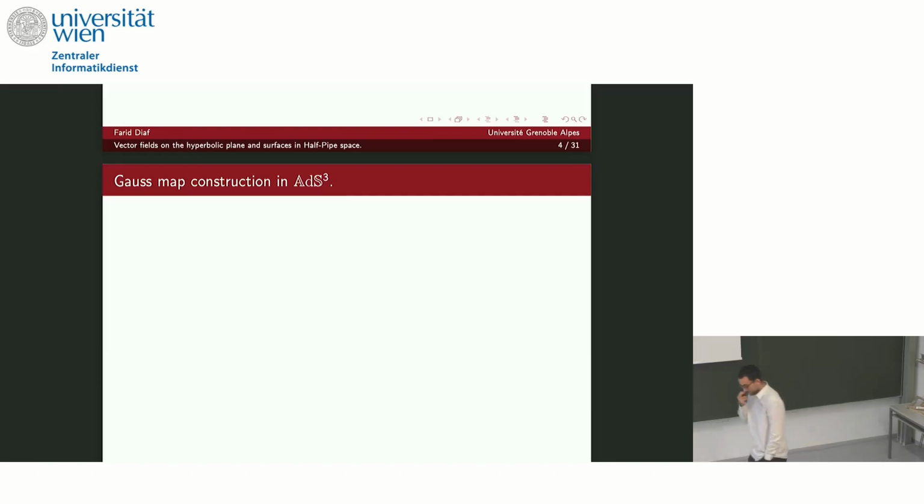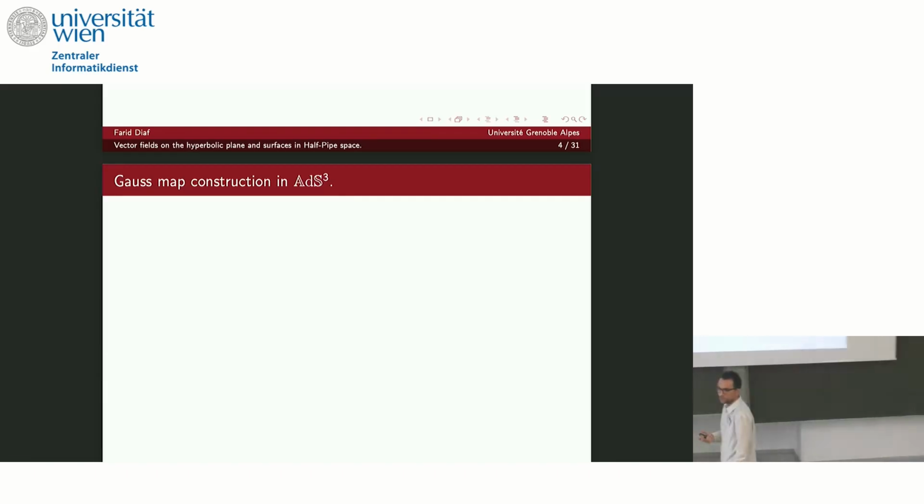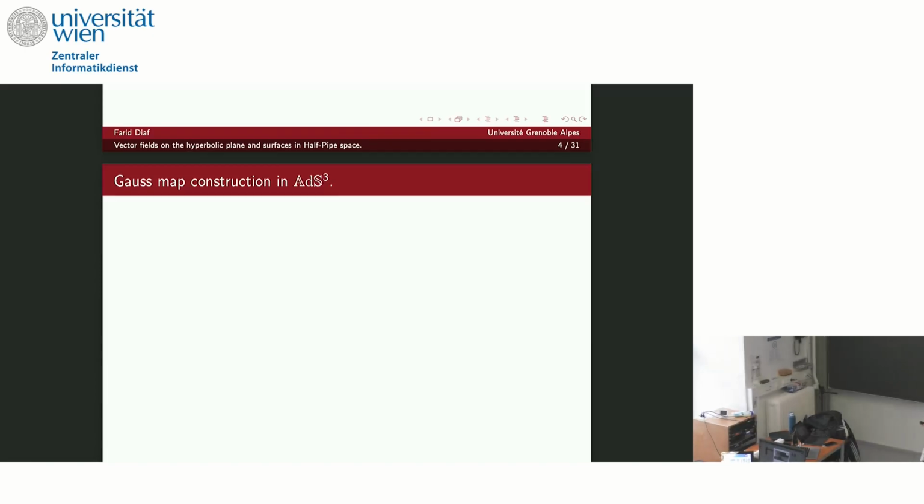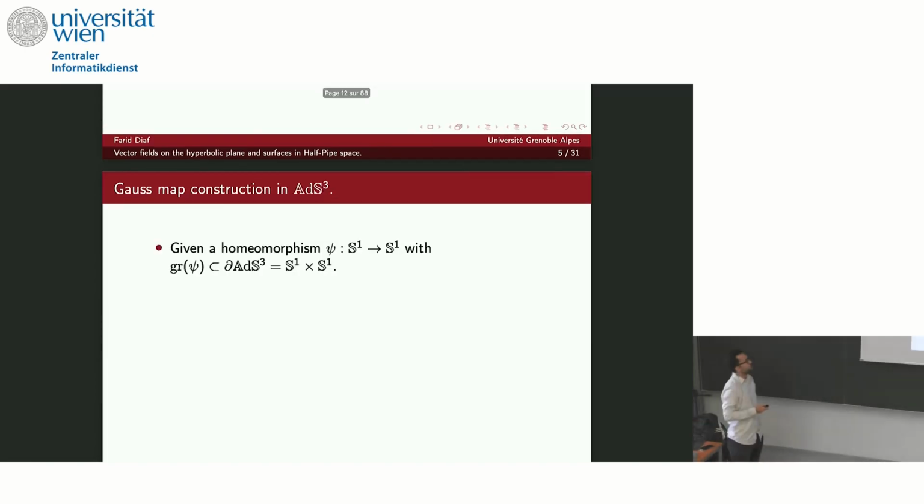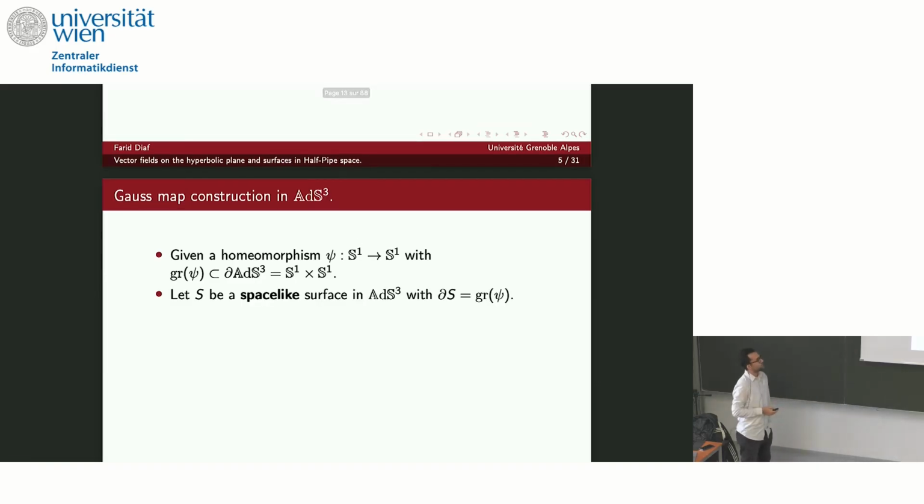Let me say a few words on how we can use this geometry to get extensions. The starting point is that we take a homeomorphism, then the graph of this homeomorphism is a curve, a subset of S1 cross S1. So this is a curve at infinity in our three-dimensional geometry. And now what is the philosophy? The philosophy is that whenever I have a space-like surface, a surface which is asymptotic to my curve at infinity, then this surface will give me an extension of my homeomorphism.